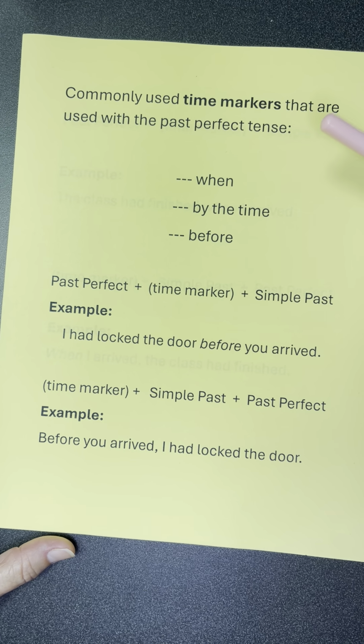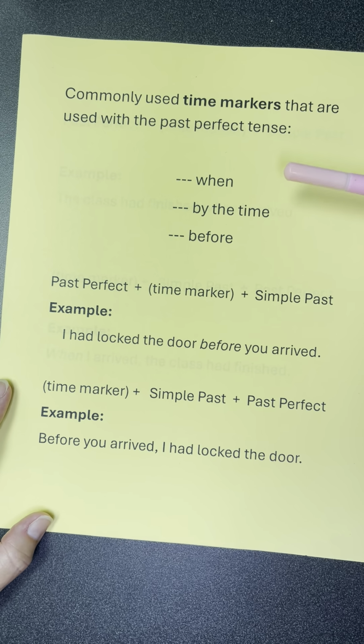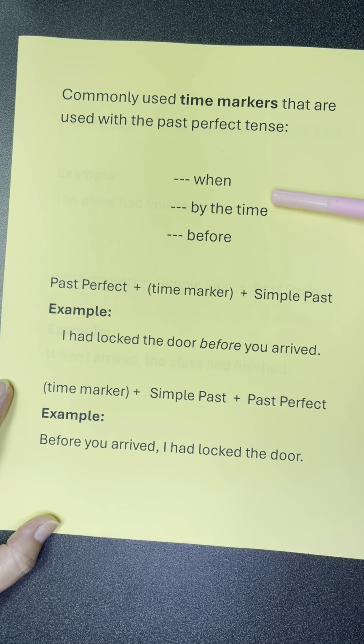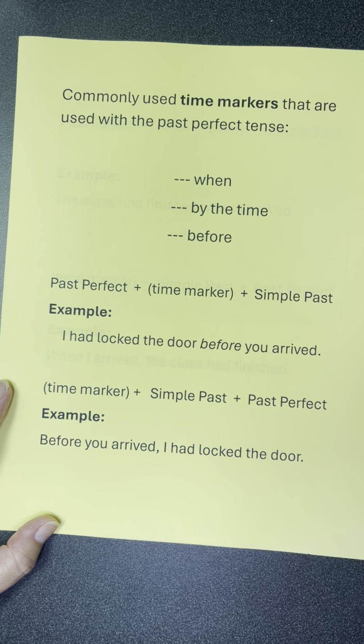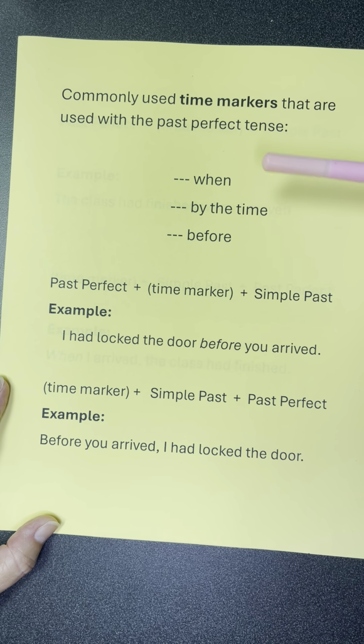Okay, so these three, more than three words here, but we call these time markers, and we use these often when we are using the past perfect tense. And those are when, by the time, and before. Again, when these three are at the beginning of the sentence, we need a comma. If they come in the middle of the sentence, we don't need a comma. Let's take a look at this.